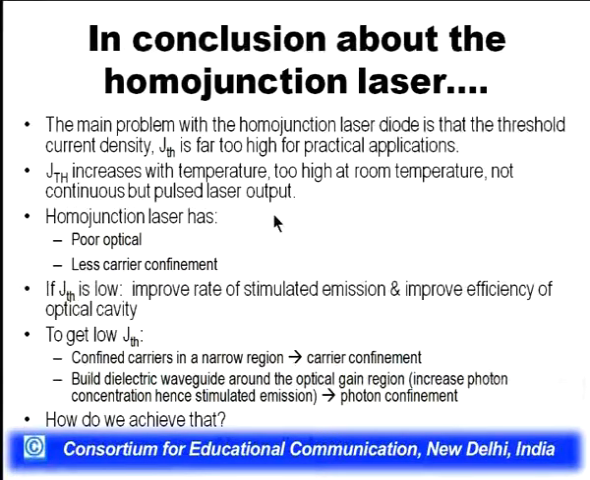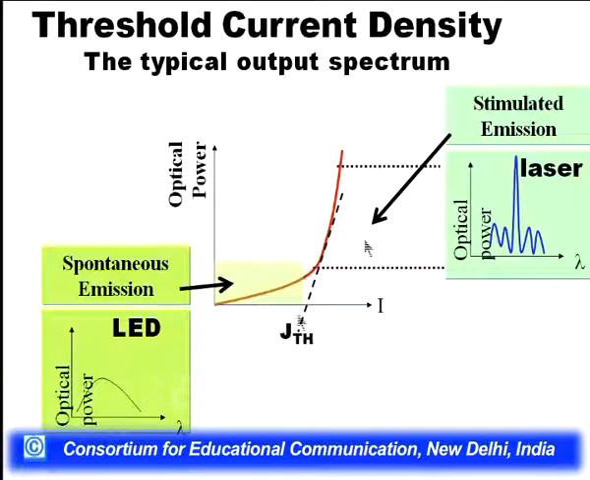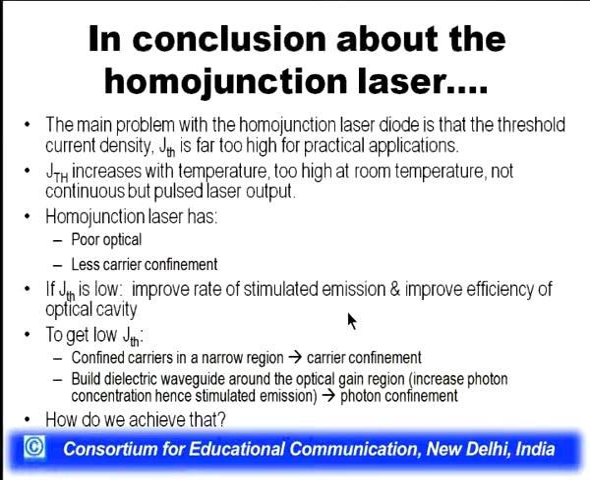The homojunction lasers have poor optical and less carrier confinement. That's why it has the drawback. If the Jth increases with temperature, these two causes take place. If the Jth is low, the rate of stimulated emission improves and the efficiency of the optical cavity improves. It means here in the diagram, this is the threshold value of the current density. Above it, we are not able to get a good laser beam. But if the Jth value is low, we can get good stimulated emission and improved efficiency of the optical cavity.